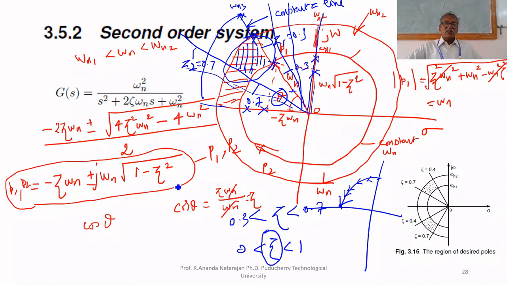Its natural frequency must be between omega 1 and omega 2, which means I have to select the poles in this region. If I select them here, then definitely its zeta value is between 0.3 and 0.7, and omega n will be between omega n1 and omega n2. So I can choose the behavior of the system by selecting the poles. That is called design of a controller, which we will see.